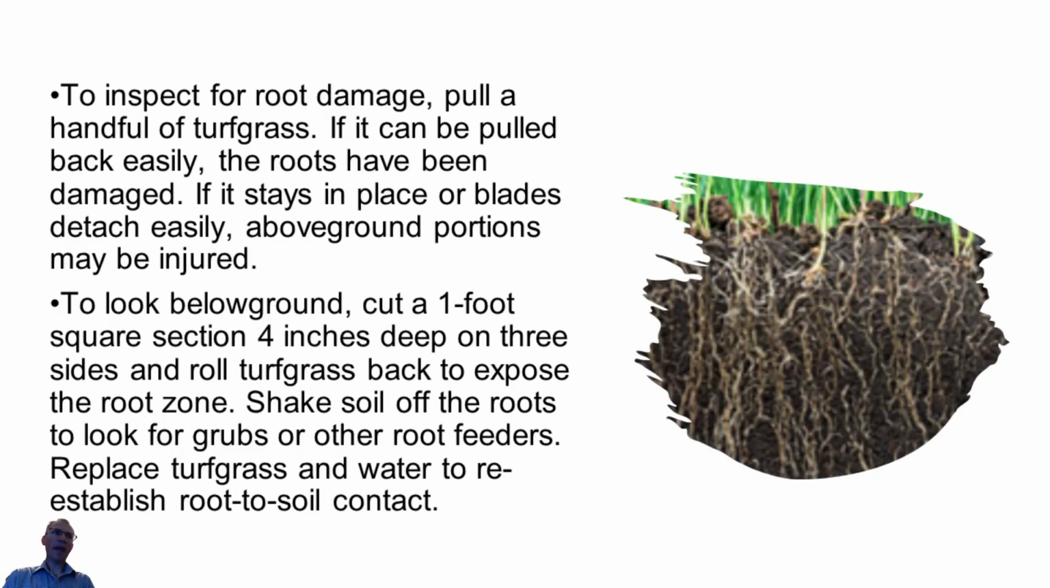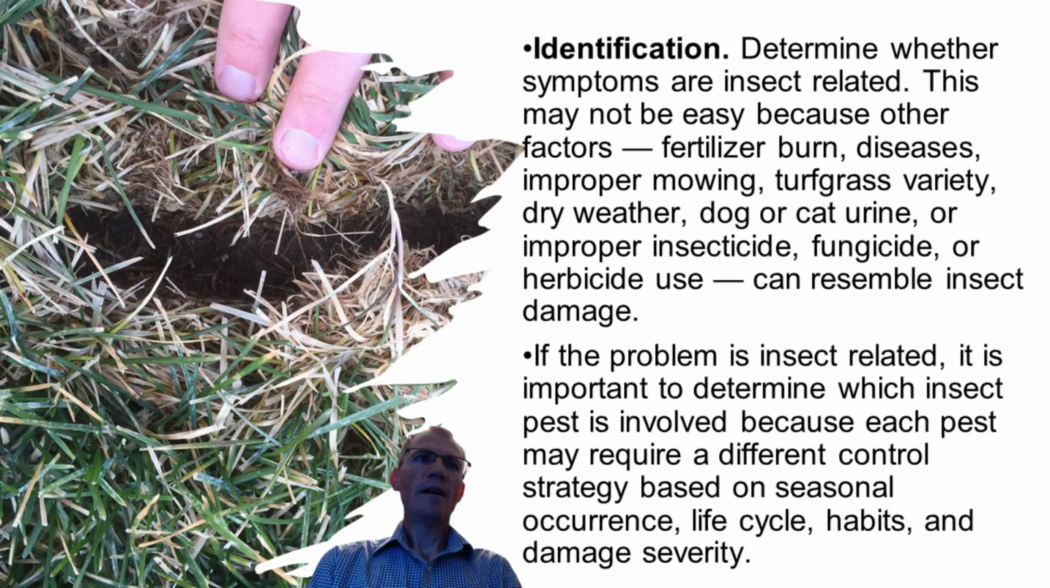To inspect for root damage, pull a handful of turf grass. If it can be pulled back easily, the roots have been damaged. If it stays in place or blades detach easily, above ground portions may be injured. To look below ground, cut a 1 foot square section 4 inches deep on 3 sides and roll turf grass back to expose the root zone. Shake soil off the roots to look for grubs or other root feeders. Replace turf grass and water to reestablish root-to-soil contact.